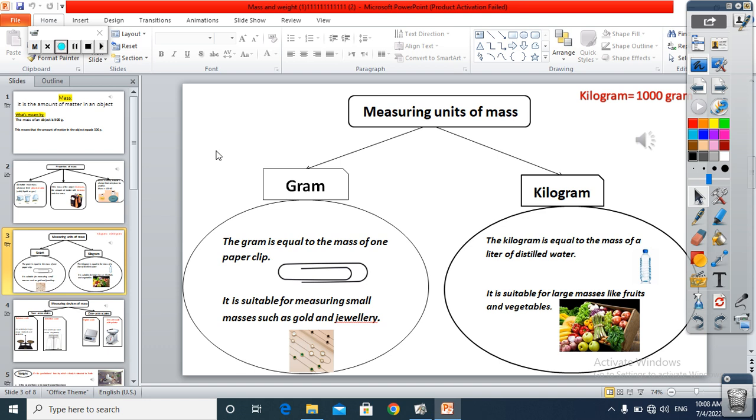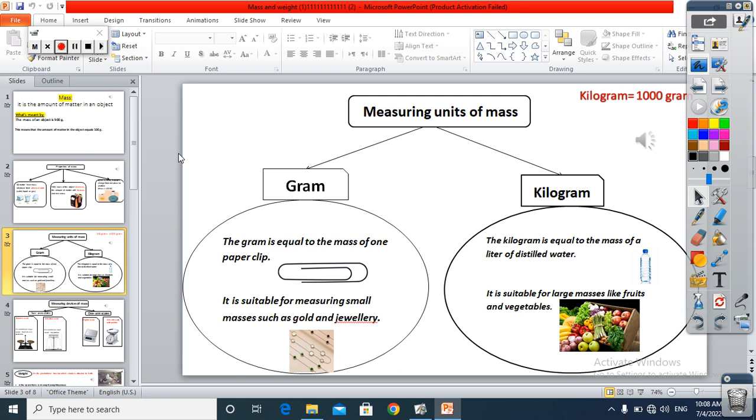So we have some measuring units of the concept to define what we will talk about. Okay, if I tell you I have 2 kilograms, you know that I'm talking about the mass. Why? Because of the measuring unit of kilogram. So for the measuring units of mass, we have 2 measuring units, gram and kilogram.